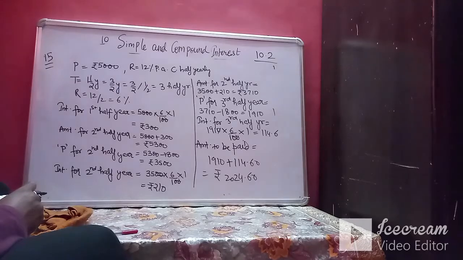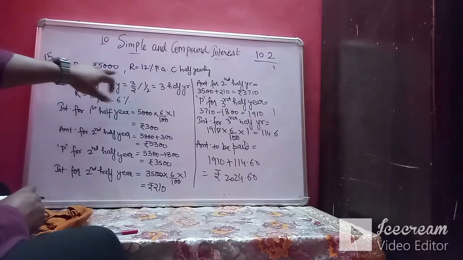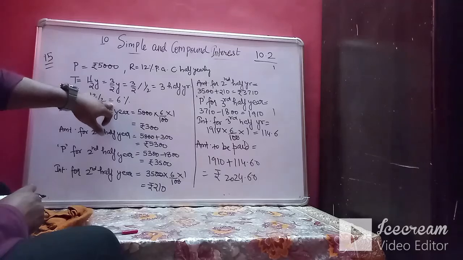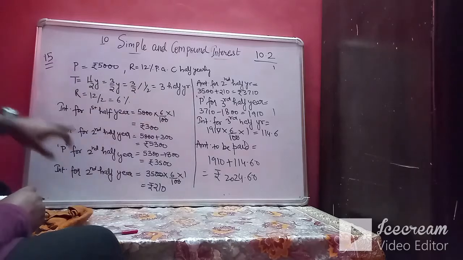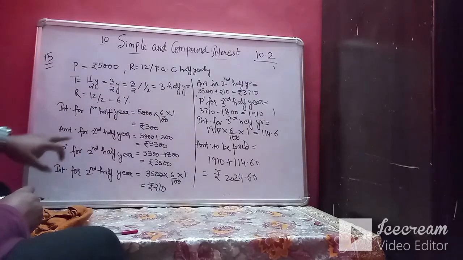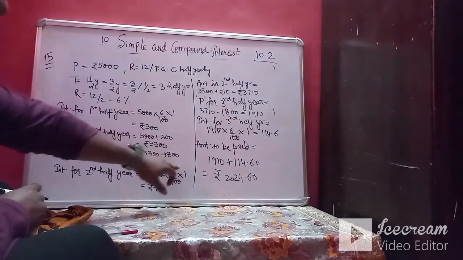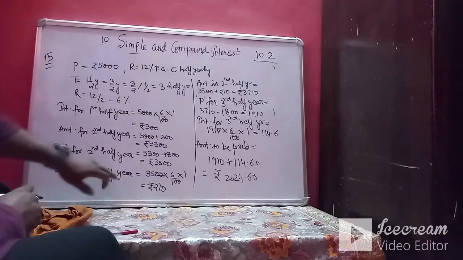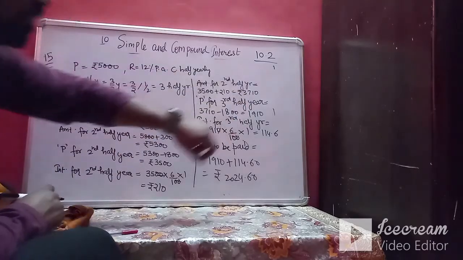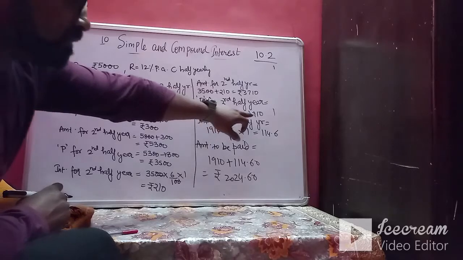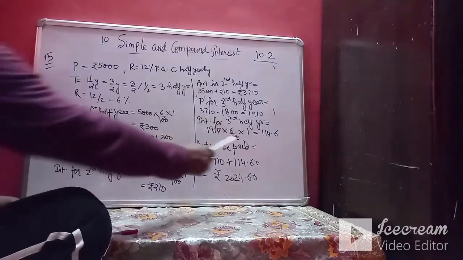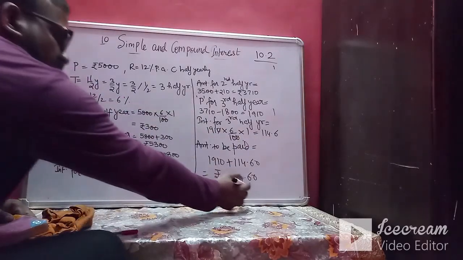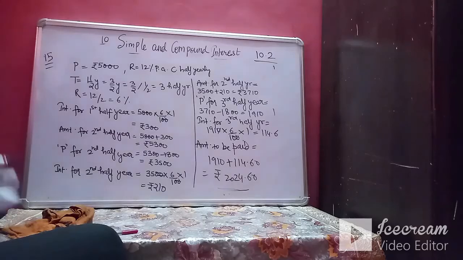So what are the steps that we have taken? Principal was given, rate we have divided by 2, so rate becomes 6%. Time is 3 by 2 years, that is 3 half years. Then interest for the first half year we have calculated, then amount we have calculated. Then he is returning 1800 rupees, so subtracting 1800 we get 3500. Similarly we get the amount for the second half year, then again he is paying 1800. So 1910 will be the principal for the last half year. Then we got the interest for the last half year. So what final amount does he have to pay? This much he has to pay to clear his debt.